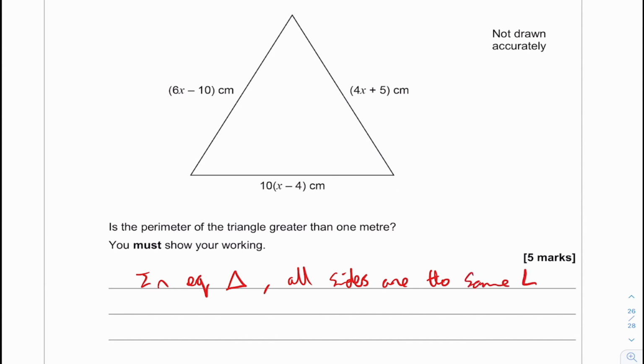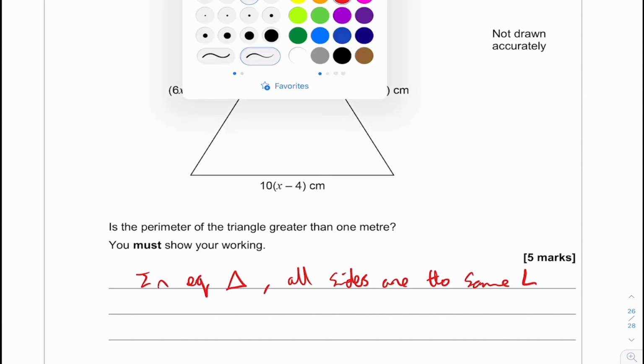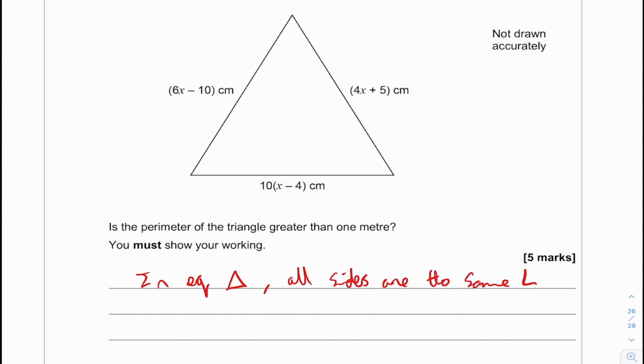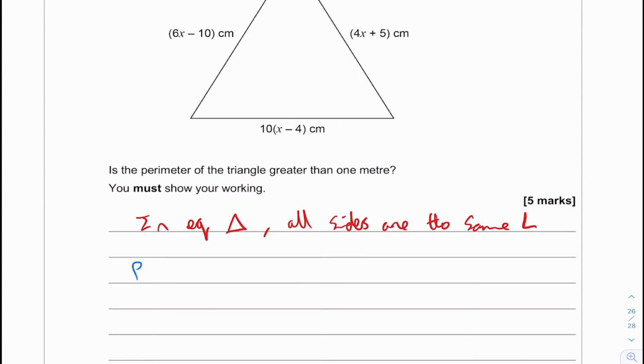That's what I'll write down straight away, and you'll probably get a mark just for saying that. So what we can then do is we need to find the perimeter. The first step is to expand this bracket and then add these other sides together to find the perimeter. So we can do perimeter P is equal to 6x minus 10 for this side here, and then we've got plus 4x plus 5, and then we've got plus 10, and then x minus 4.